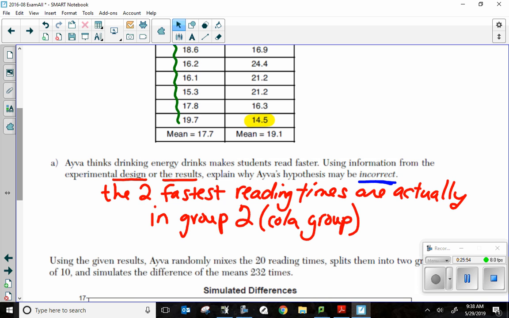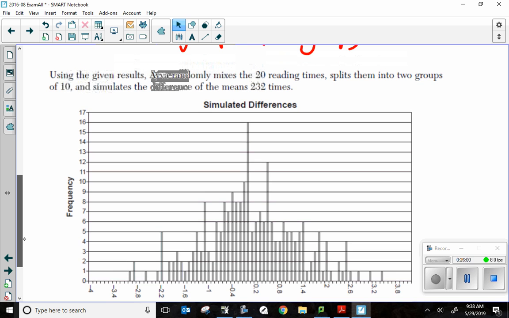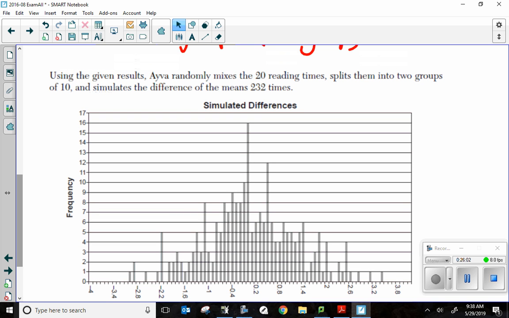All right, this should not be the difficult part. This, my friends, is where you might have struggled. Now, using the given results, Ava randomly mixes the 20 reading times, splits them into 2 groups of 10, and simulates what she just did 232 times.